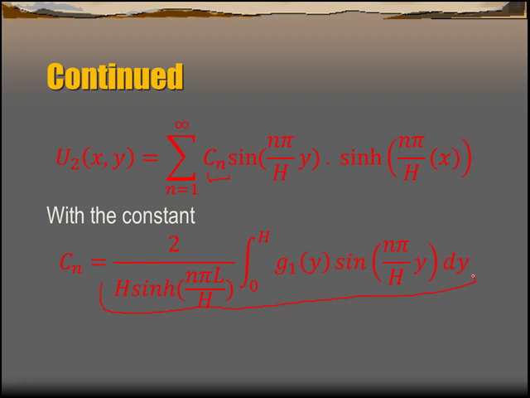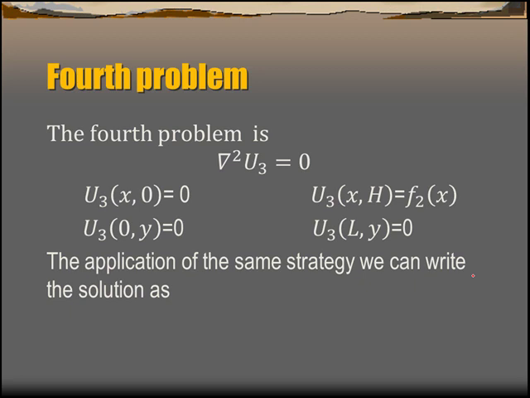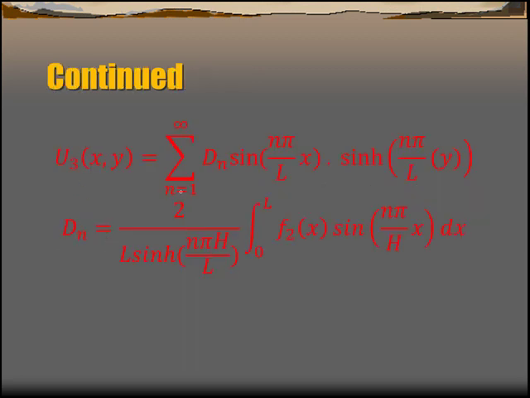Analogously, we can calculate the solution to the fourth problem also. The fourth problem is del square u3 equal to 0 combined with these four boundary conditions. So you can apply the same strategy over this problem and you will arrive at this solution: u3(x,y) is equal to the summation, n from 1 up to infinity, dn sin(n pi x over l) sinh(n pi over l into y). And the value of dn must be calculated by this integral. So now we have the solution to all four problems in hand.